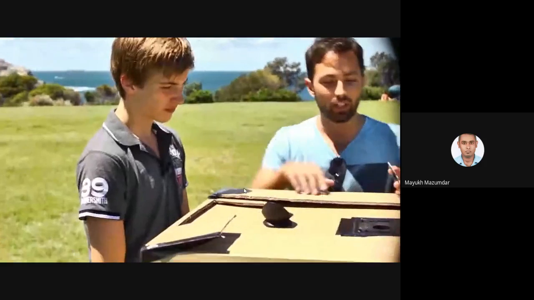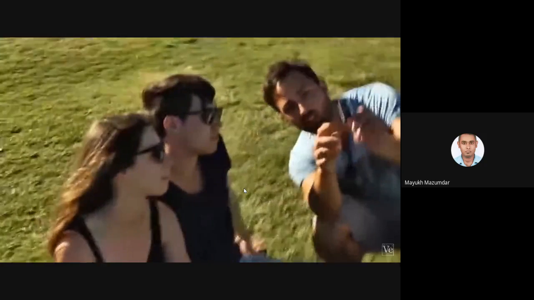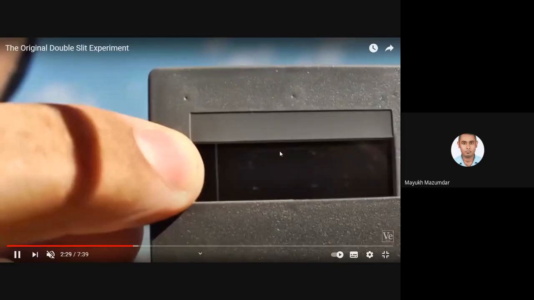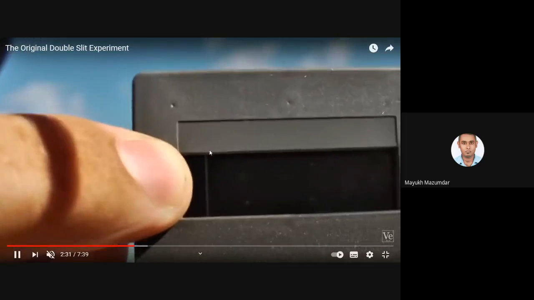You can also do it yourself. You need not create a box also. You can get it. Yeah, this is the slit. Okay, a very fine gap is here. It won't be this one. You see this one.